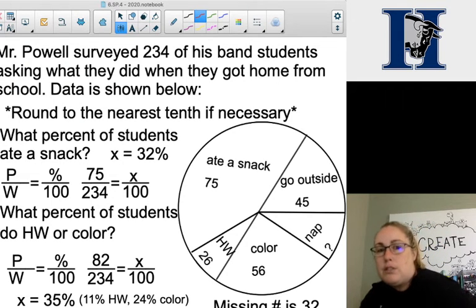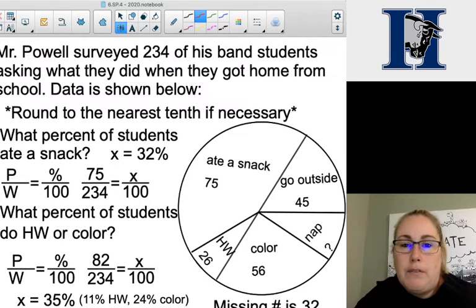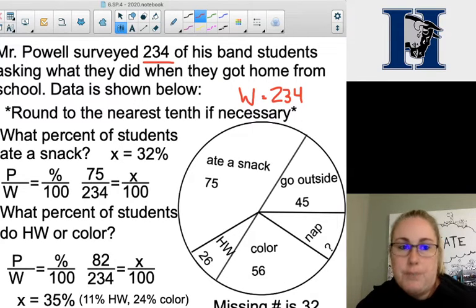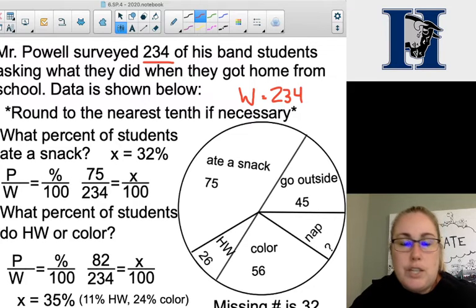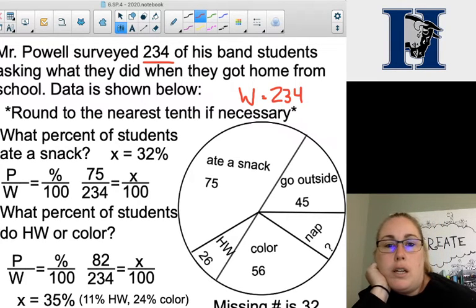Mr. Powell surveyed 234 of his band students. So first of all, 234, what number is that going to be? Is it going to be part? Is it going to be whole? Is it a percent? It's definitely not a percent. That's right. This is the whole. This is how many total students he talked to. So I'm writing myself a little note there. Just a good strategy as you're reading your problem. He surveyed 234 of his band students, asking what they did when they got home from school. The data is shown below.